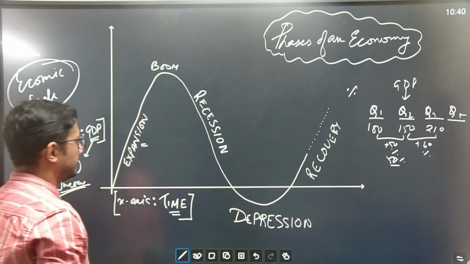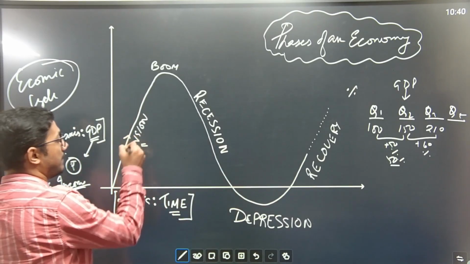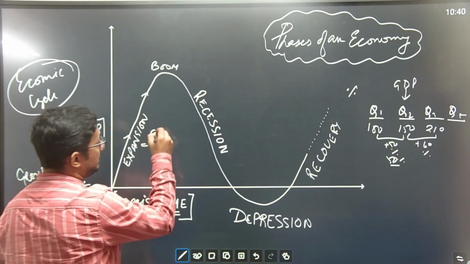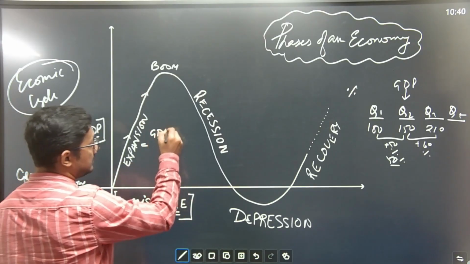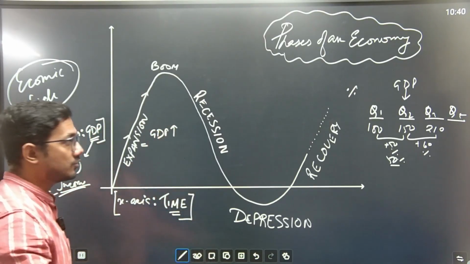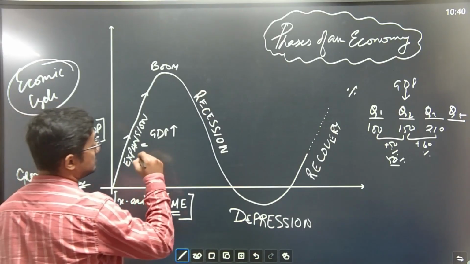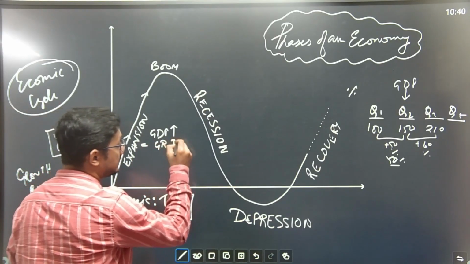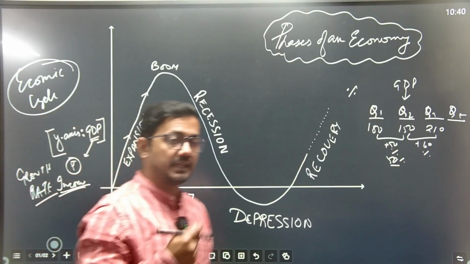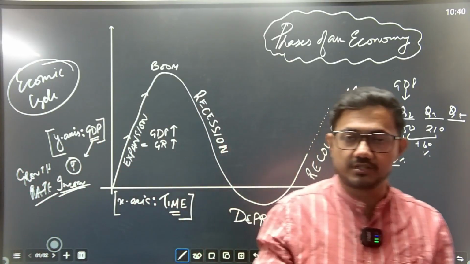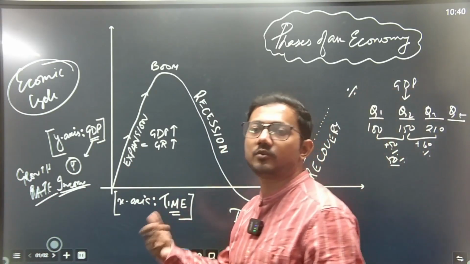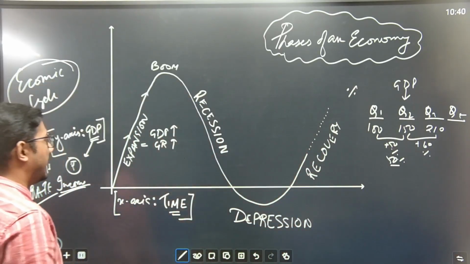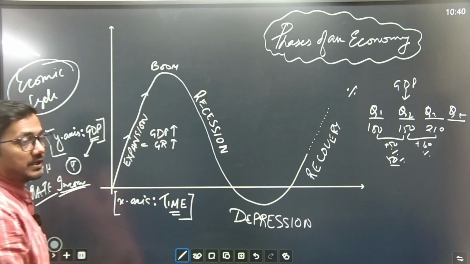In expansion, you see the graph is going upwards. Here, GDP over a period of time is increasing. It is not only increasing, but it is also increasing with an increased growth rate. That means the percentage at which the GDP is growing every quarter is also increasing. That phase is known as expansion.